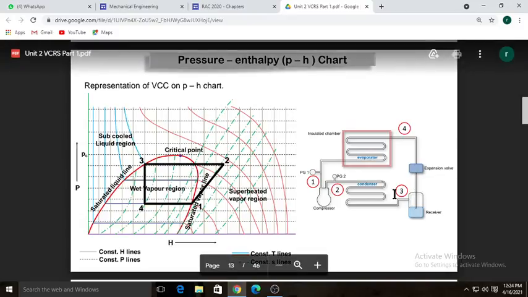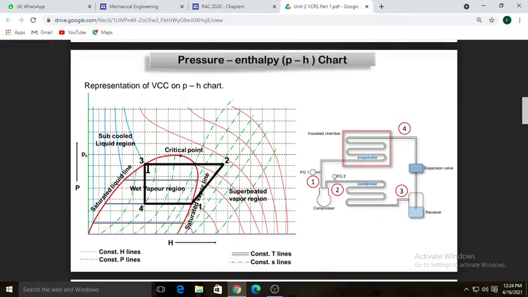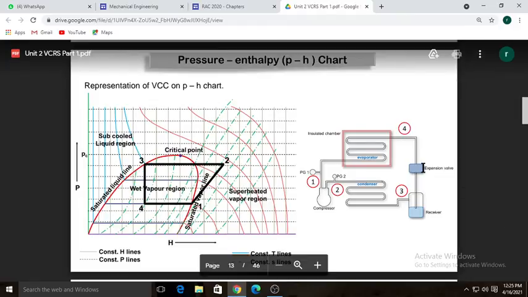Okay, then 3 to 4 is the process of the expansion valve. Here expansion of this fluid takes place, and for expansion its pressure needs to be reduced. So here you can see from 3 to 4 a drop of pressure takes place, so we can say this is the process of expansion.